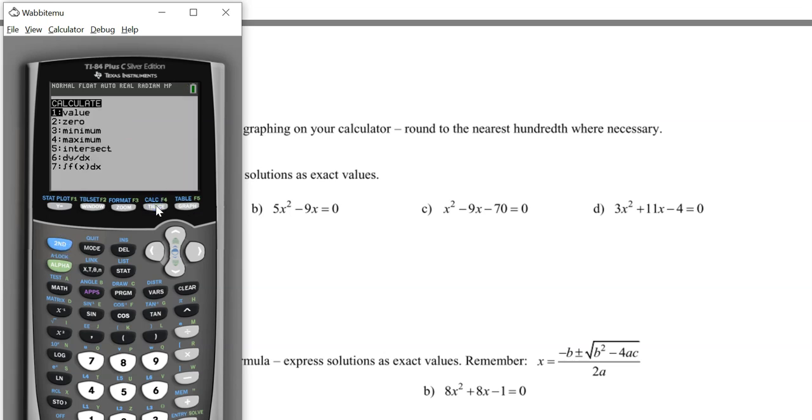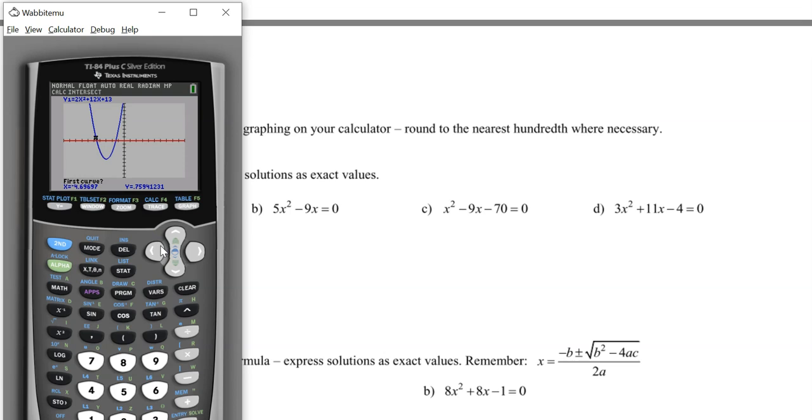So I go second calc, intersect. I'm looking for where these two, y1, which is this one, and y2, meet. The way I do intersections is I just move to about the point of intersection. So let's just go to the left one. You can also do it with zeros. It's just a bit more of a pain doing it with zeros.